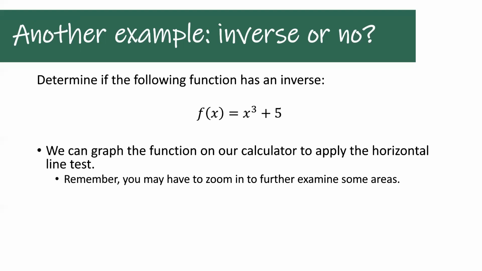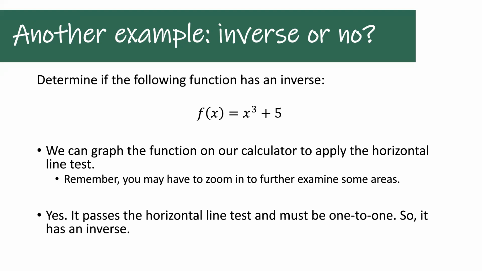You may have to zoom in to further examine some areas, especially when you see cubics, or if it's to the 5th or if it's to the 7th, any of those odd powers. The higher you get, the flatter it gets in the middle. But it's important to zoom in and see that it's not actually perfectly horizontal. So yes, we should see that it passes that horizontal line test and it must be 1-to-1. So it has an inverse.